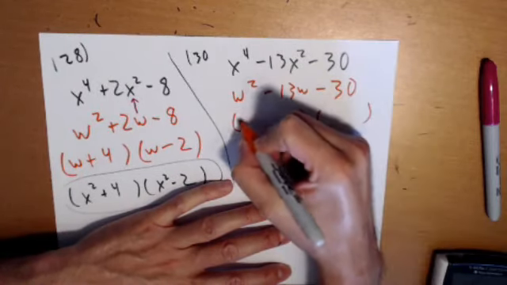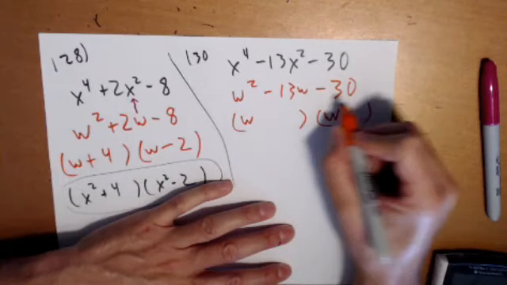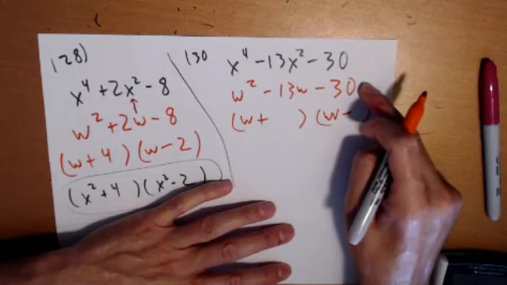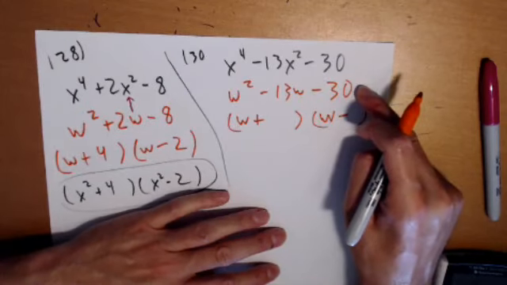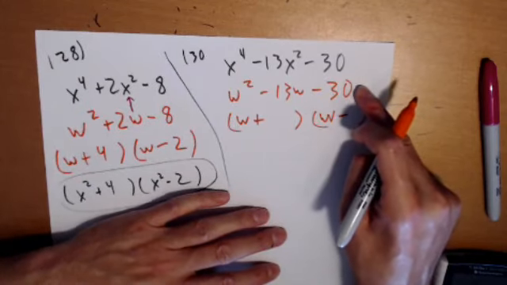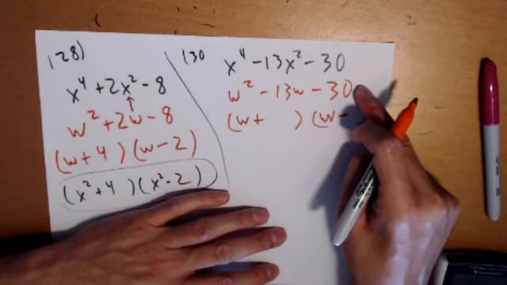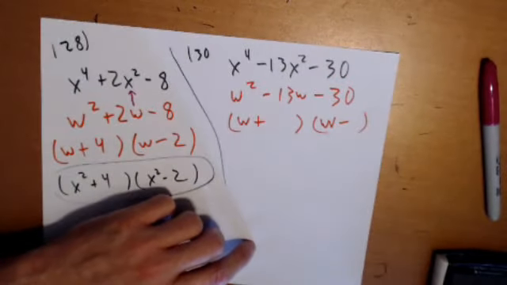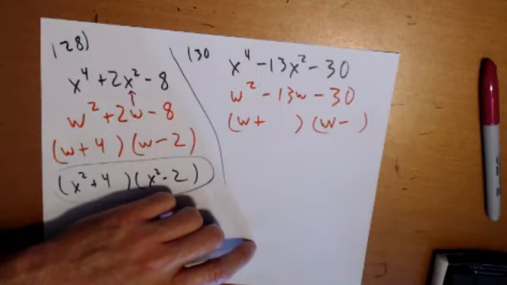Boom, boom, boom. W, signs are different. Plus, minus 30. 1 and 30. 3 and 10. Is this right? Negative 30, 3 and 10. Let's see. 3 and 10, 5 and 6. 3 and 10, 1 and 30. I feel like they made a typo. Because if it's a minus, does it not factor?